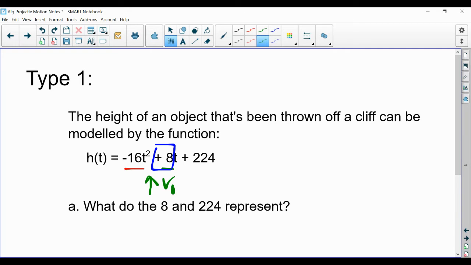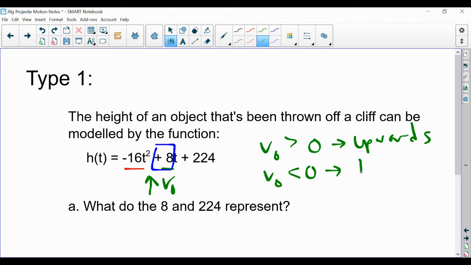So I'll say this: if v naught is positive, then that means that it is being thrown upwards. If v naught is negative, then that means it's being spiked, it's being thrown downwards. Okay, well, what about if v naught is 0? If it doesn't have any initial velocity? Well, that actually means that it's dropped. You're not throwing it up. You're not throwing it down. You're just holding it and letting it go. That means our v naught is 0.